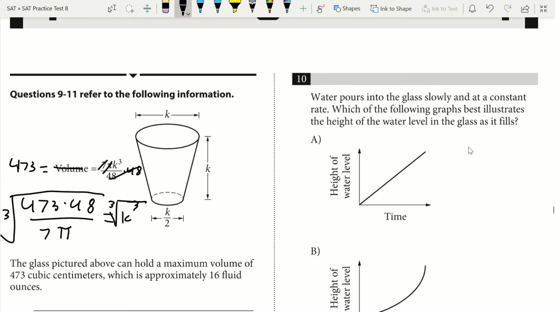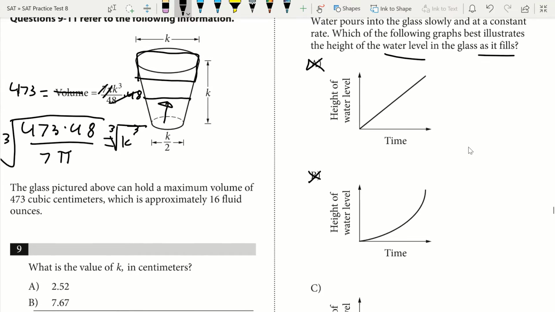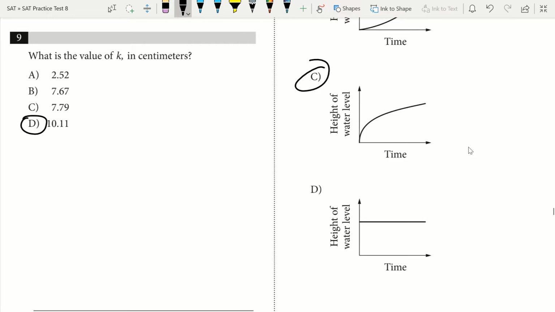Question 10. Water pours into the glass slowly and at a constant rate. Which of the following graphs illustrates the height of the water level in the glass as it fills? All right, well, if we're pouring water in at a constant rate, it's going to fill faster down here because it has less space that it has to fill. But as we rise up here, we have more space to fill, so the water level isn't going to increase as fast. So we're going to have a big increase in the beginning and then a level off, which we have at C, so our answer is going to be C.